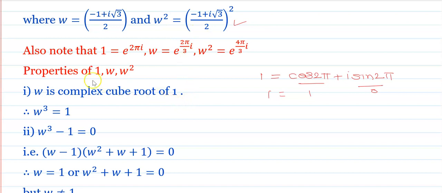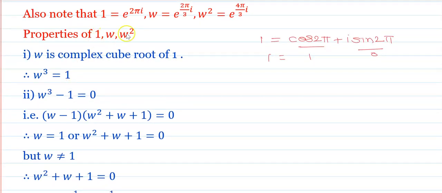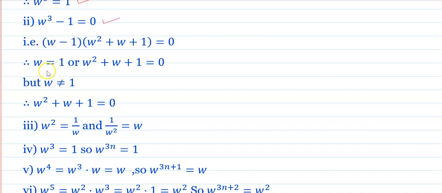Now the properties of 1, omega and omega square. Omega is a complex cube root of unity. Therefore, omega cube is 1, so omega cube minus 1 is equal to 0. In the first bracket omega minus 1, into the second bracket omega square plus omega plus 1, that is equal to 0. Omega minus 1 equal to 0 would mean that omega is equal to 1, but omega is not equal to 1, and therefore omega square plus omega plus 1 is equal to 0.